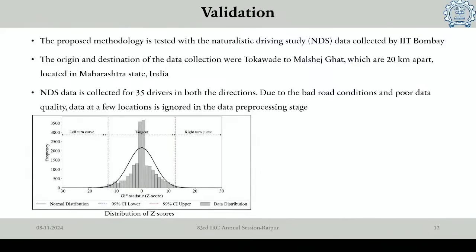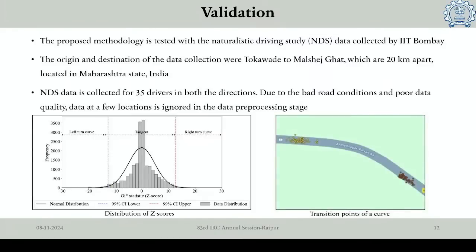When the GA star statistic is computed and the Z-score distribution is observed, it looks like this. In this plot, we can see that with the 99% confidence interval, the lower values are considered as the left turn curves, and the higher values are considered as the right turn curves. Using this GA star statistic, the transient points of the curves are identified. One curve's start and end points from the different trajectories are shown in this figure.